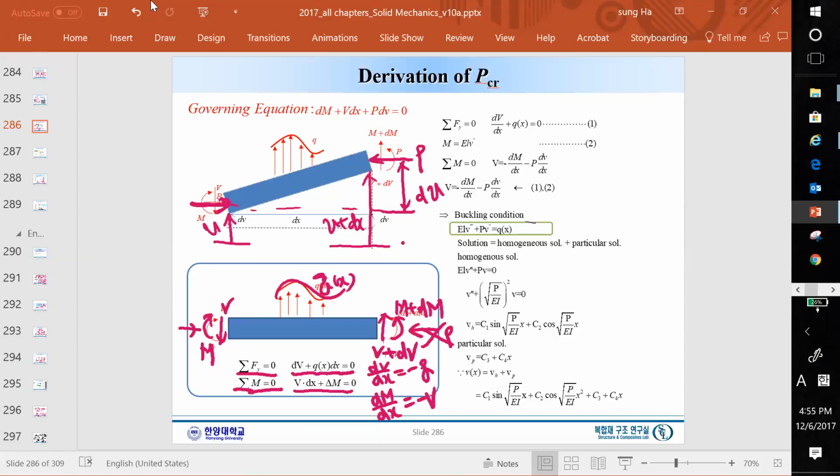So force equilibrium is the same as before. But in moment equilibrium, there is another additional moment caused by P times the distance dV. So we do have an additional term due to the compressive force P. Imagine that when you compress, this dV will increase and increase, and it gets worse and worse. That's the big difference from the case when we don't have any P, right?